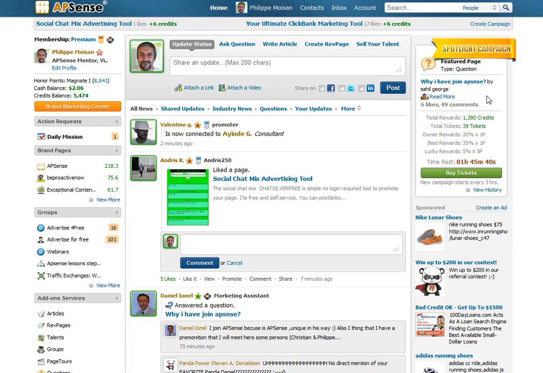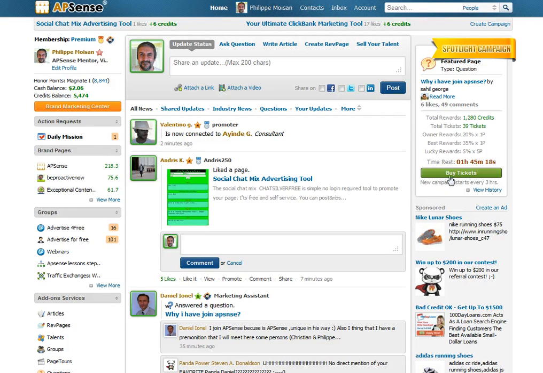So the page is chosen at random by the automatic process, and when it's chosen, then the campaign is created and it lasts 3 hours. That's what it says here. New campaign starts every 3 hours. When it's over, there are rewards. The rewards are in credits.